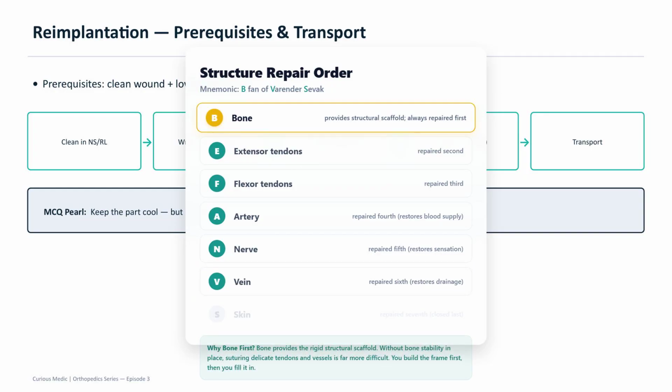Bone is always repaired first because it provides the rigid structural scaffold for everything else. Without bone stability in place, suturing delicate tendons and vessels is far more difficult. You build the frame first, then you fill it in.